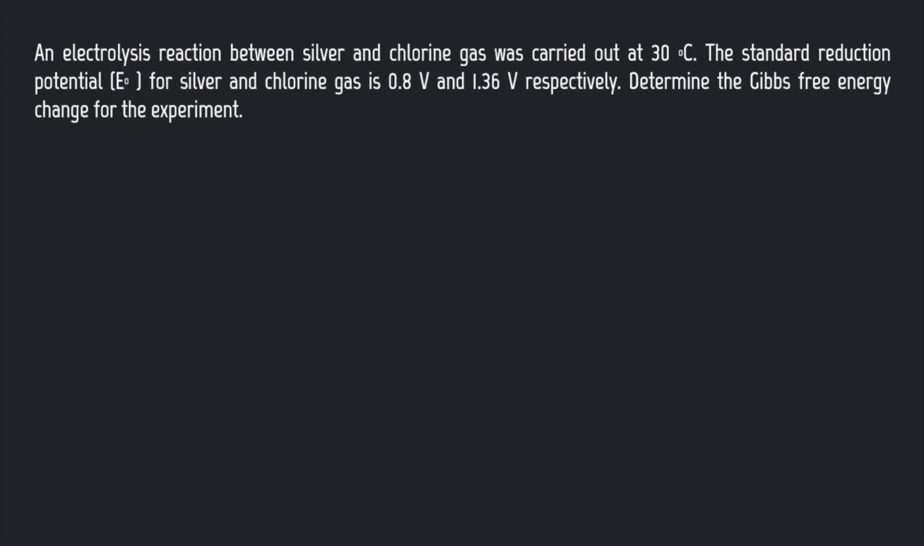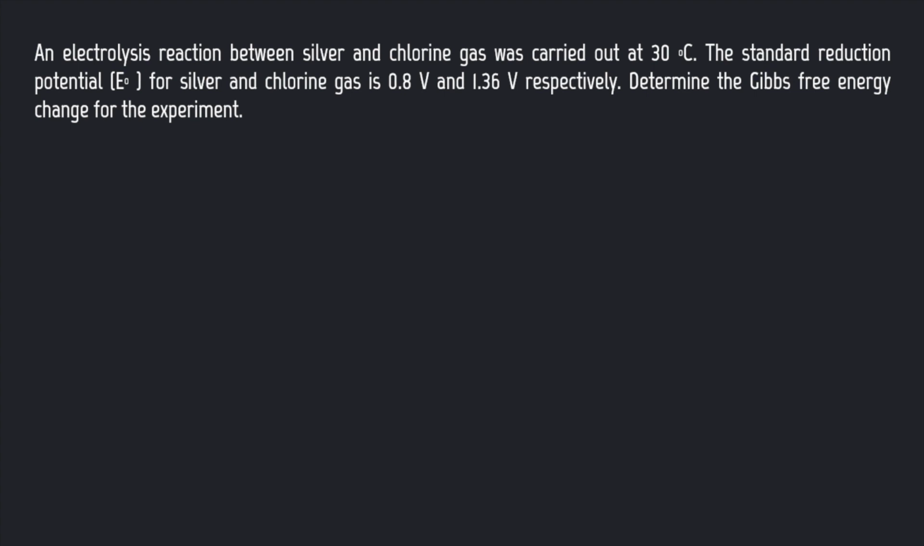Question number 1. An electrolysis reaction between silver and chlorine gas was carried out at 30 degrees Celsius. The standard reduction potential for silver and chlorine gas is 0.8 volt and 1.36 volt respectively. Determine the Gibbs free energy change for the experiment.